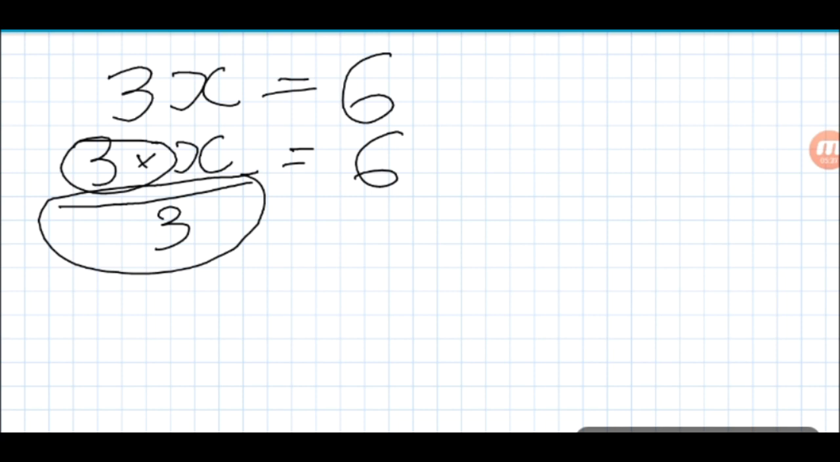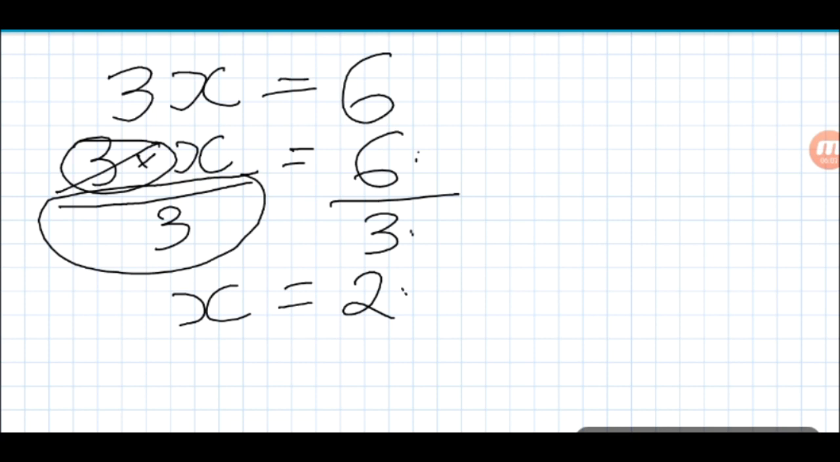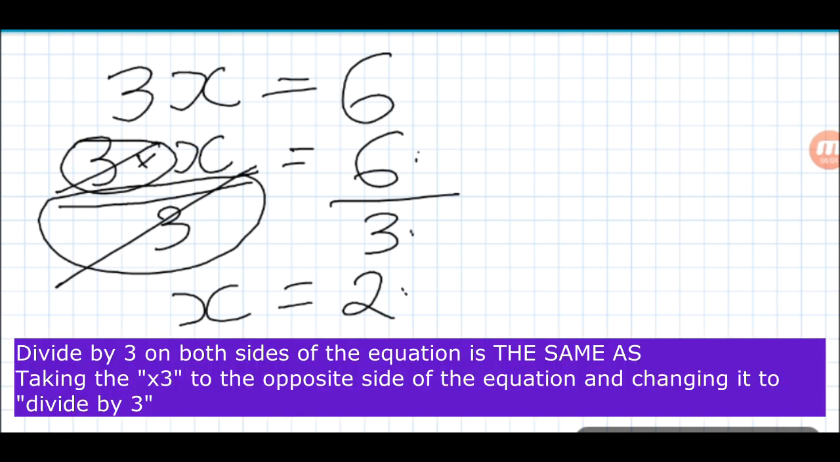But whatever you do to one side, you must do to the other side. So since you did divide by 3 on your left, you must divide by 3 on your right. 6 divided by 3 is 2, because 2 times 3 is equal to 6. On this side, since times 3 and divide by 3 cancel out, only x is left. x is equal to 2.